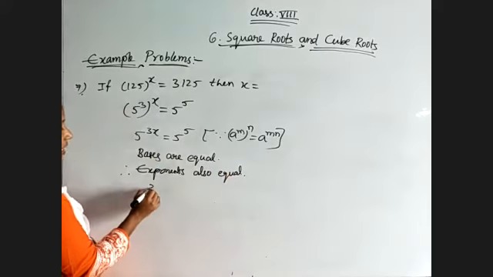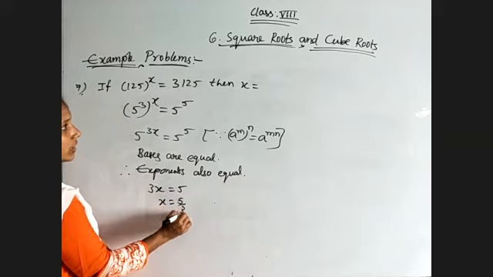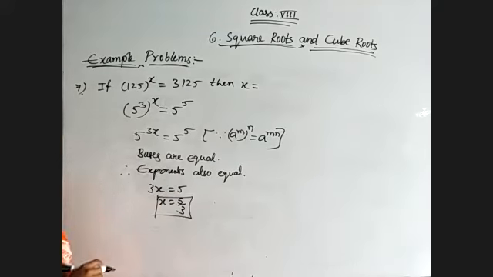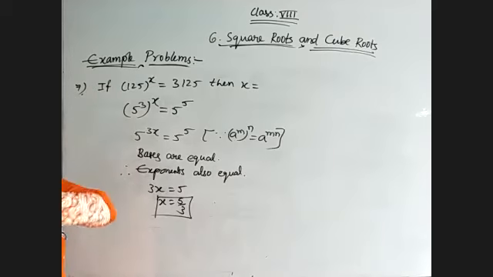That's all. So 3x is equal to 5, then x will be equal to 5 by 3. We need to find the x value. Here, by using exponents, we have simplified this question.